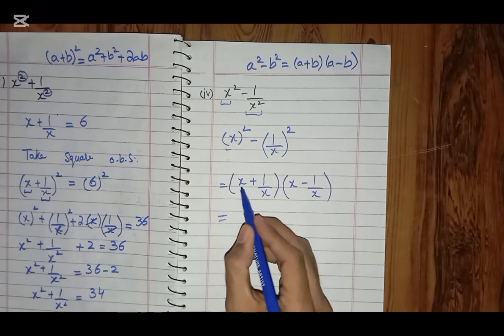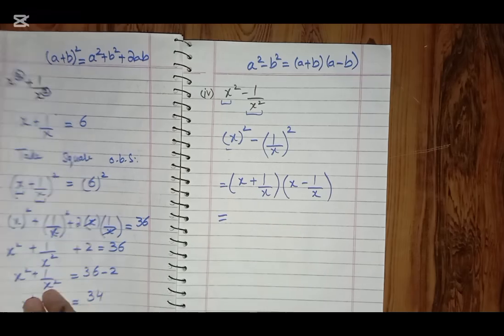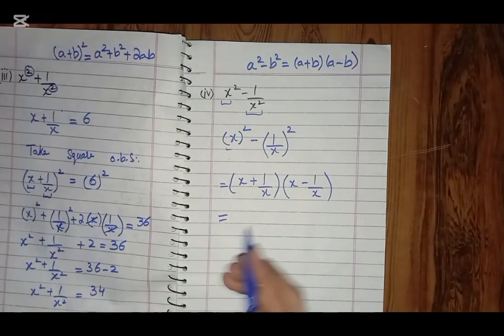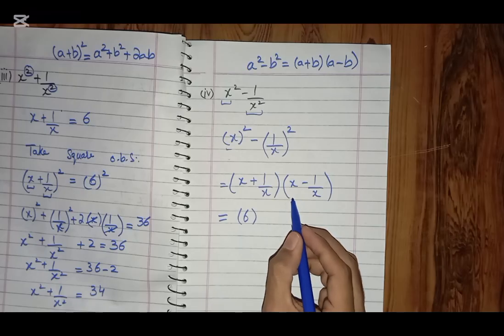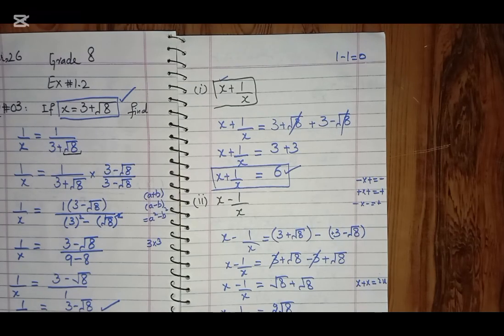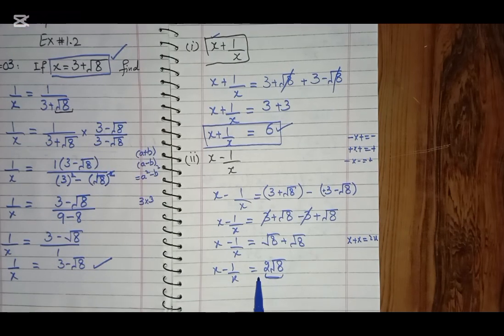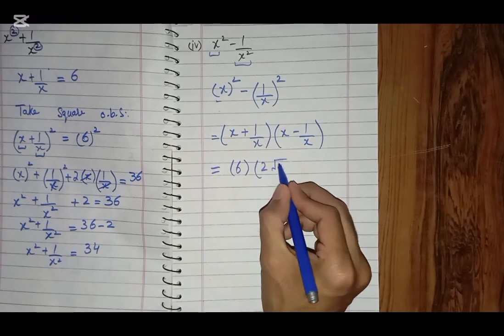And in part 1 we found the value of x plus 1 over x, and that is equal to 6. So you put 6 over there. And in part 2 we found the value of x minus 1 over x, and that is equal to 2 into square root 8. So you put 2 into square root 8 in the place of x minus 1 over x.